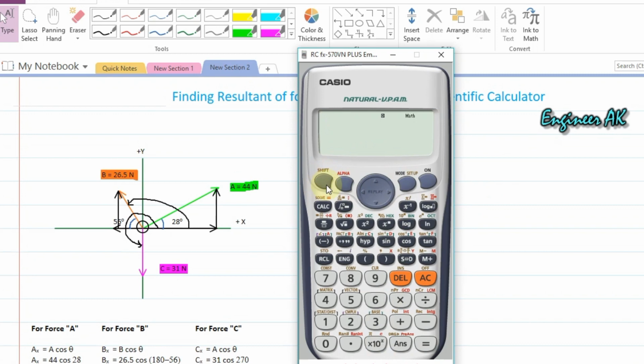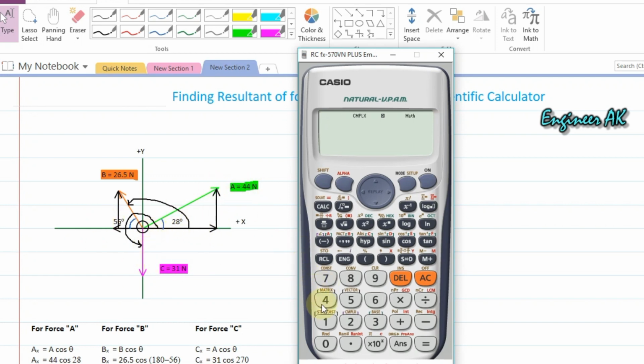So what you have to do, first you have to turn on the complex mode. First click the mode button and then select the second option, complex mode, right? So now you can see here that complex mode is activated, and this is the FX570 model. Now what you have to do is put in all the forces along with their angles with the positive x-axis.